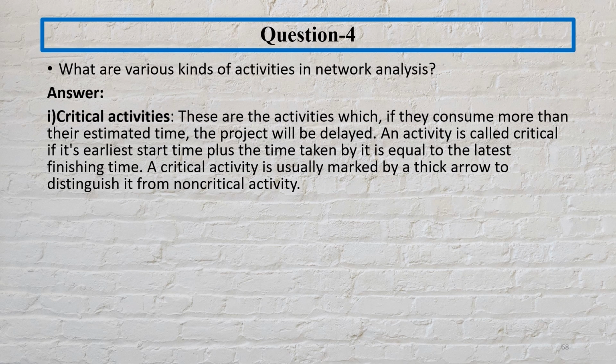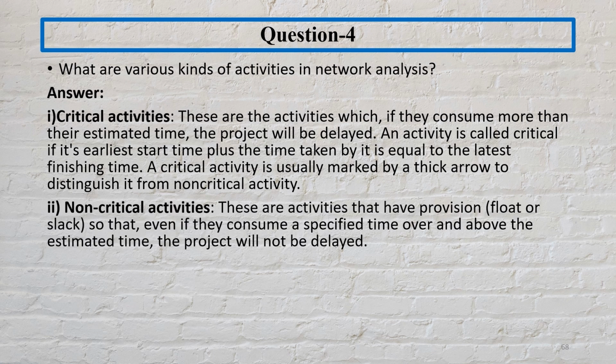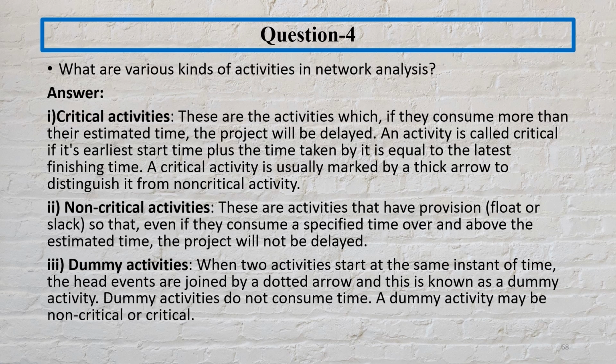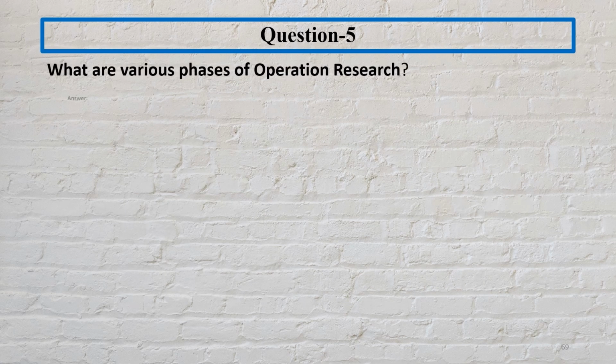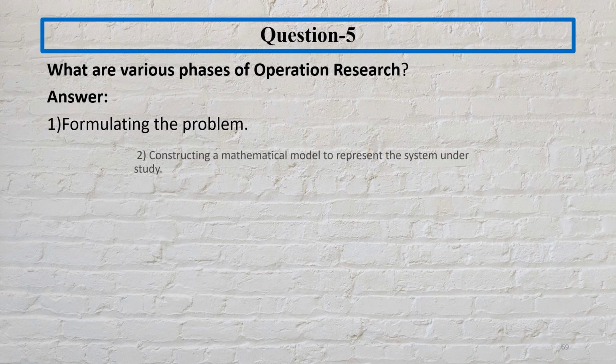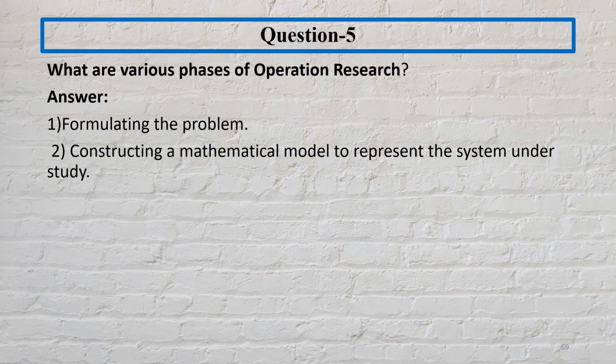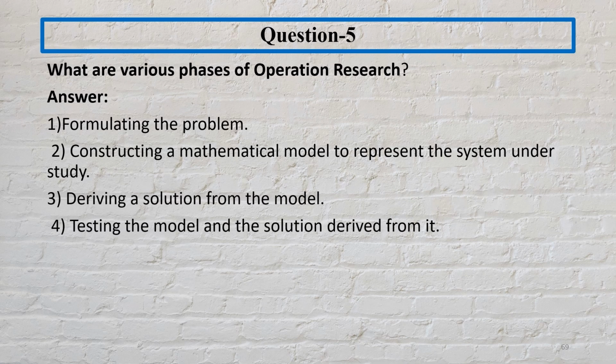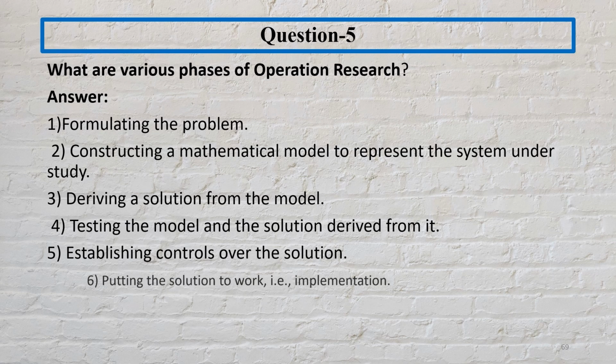What are various kinds of activities in network analysis? There are three kinds of activities: critical activity, non-critical activity, and dummy activity. And what are the various phases of operations research? Formulating the problem, constructing the mathematical model, deriving a solution from the model, testing the model and the solution derived from it, establishing control over the solution, and putting the solution to work, that is, implementation.